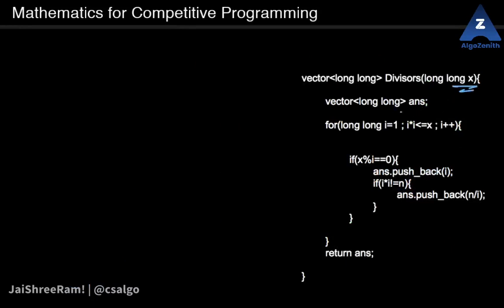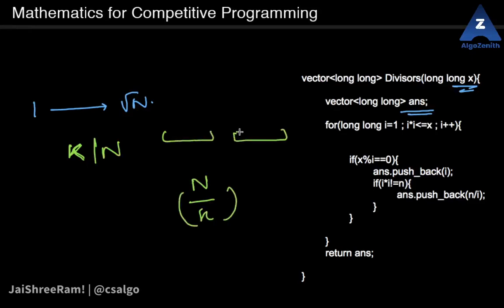Given an x, we want to find the factors. So we'll be looping from 1 to root n. Let's say we find some particular k which divides the number n. We know that n by k is the one-to-one corresponding divisor in the range root n plus 1 to n, right? So for every number k that we find in the range 1 to root n, there is another number in the range root n plus 1 to n which divides n. So that's what we'll be doing: looping in the range 1 to root x.